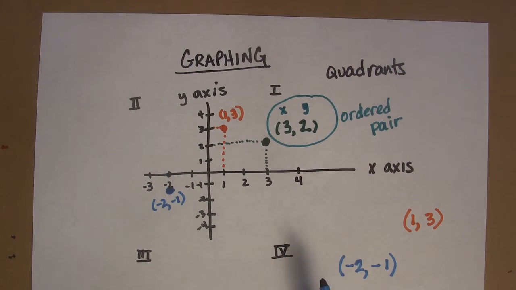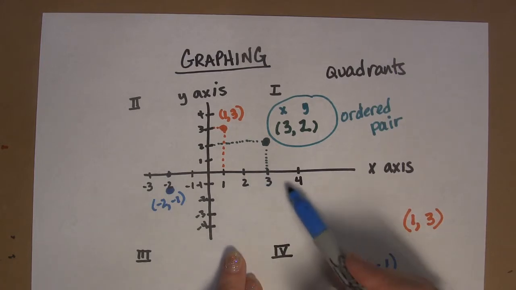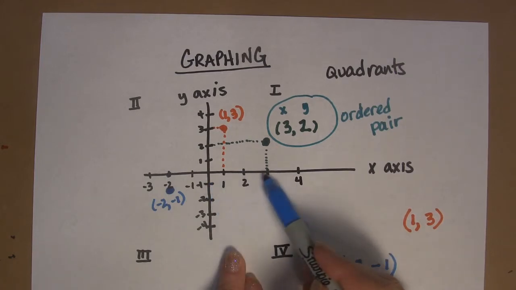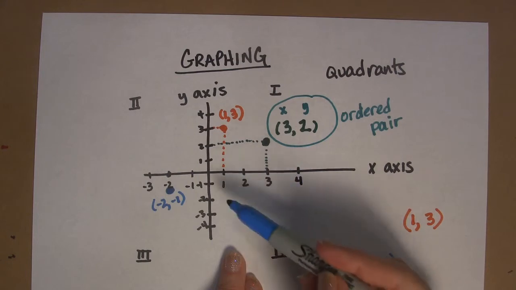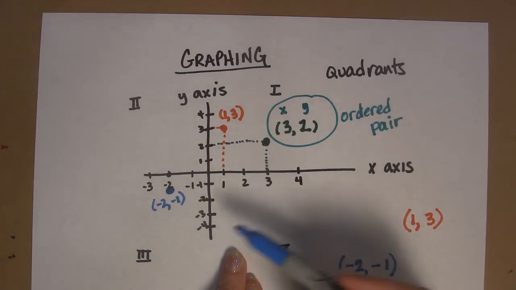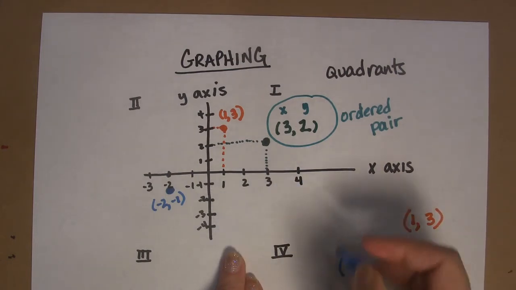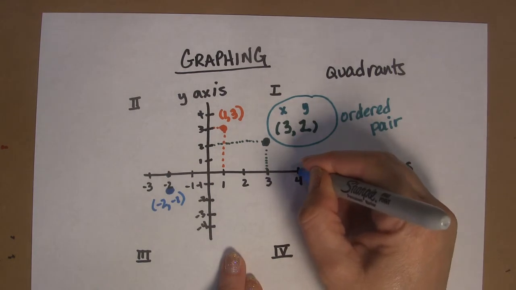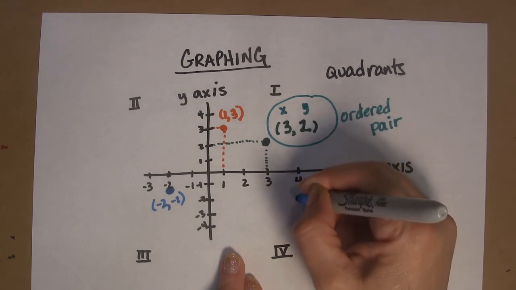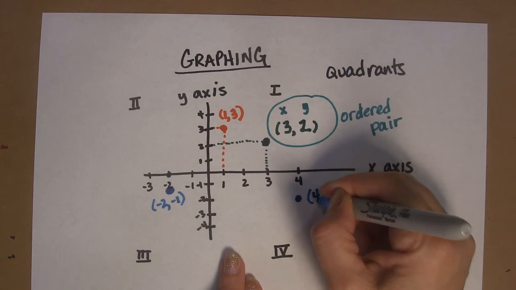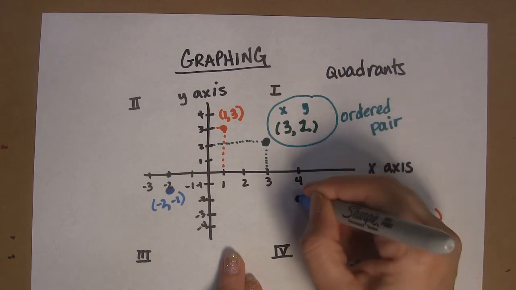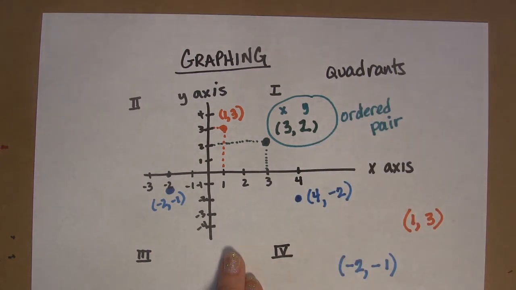What would be a point that you could find in quadrant 4? Well, quadrant 4 is over here. Our x-axis needs to be positive, and our y-axis needs to be negative. So maybe we could go with x of 4 and y of -2. 4, -2, and that would be right about there.